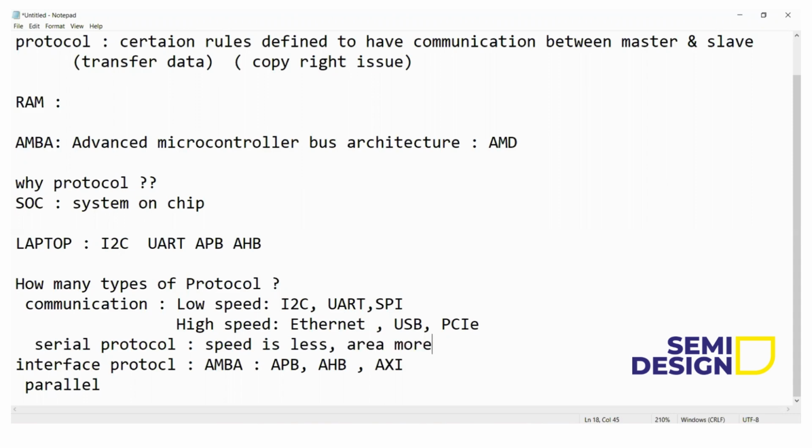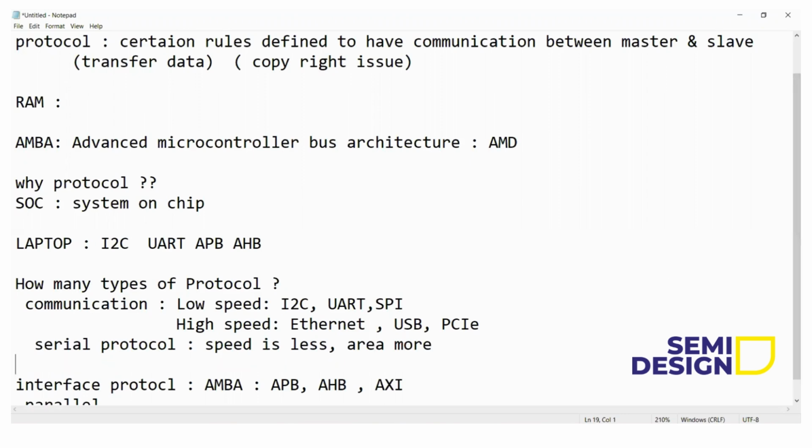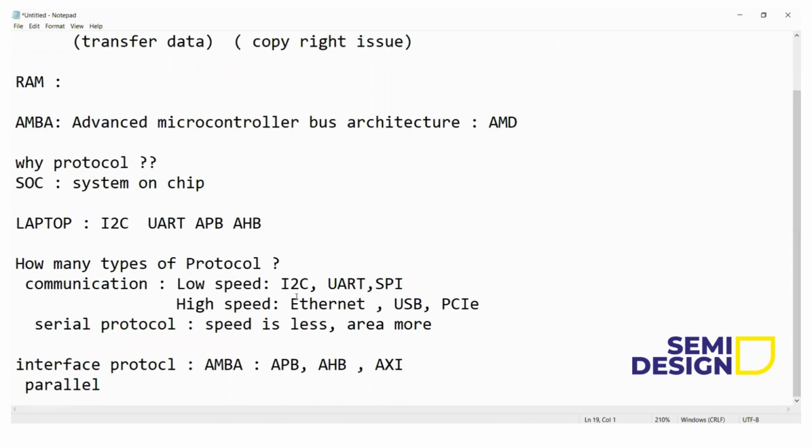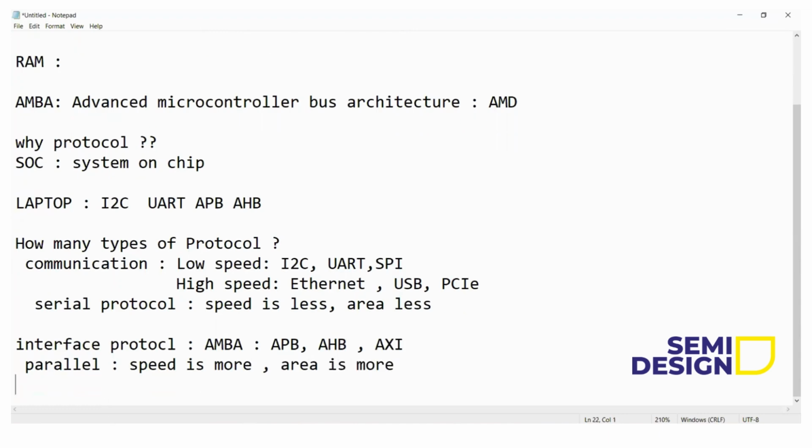Why is area more? Because you have to convert parallel to serial, then transfer the data, and again convert serial to parallel. And if I'm talking about parallel protocol, here speed is more, area is also more. Okay, let me give an example.